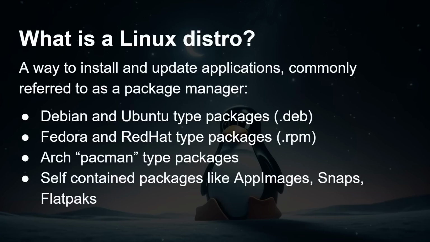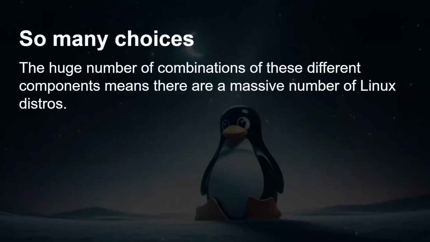Then there are self-contained packages like AppImages, Snaps, and Flatpaks. These provide a way of all of the software that you need being put under one kind of directory, very much like how Mac OS does things. They're all there. So when you pick a Linux distro, you're also investing in this kind of package system as well. So the huge number of combinations of these different components means there are a massive number of Linux distributions.